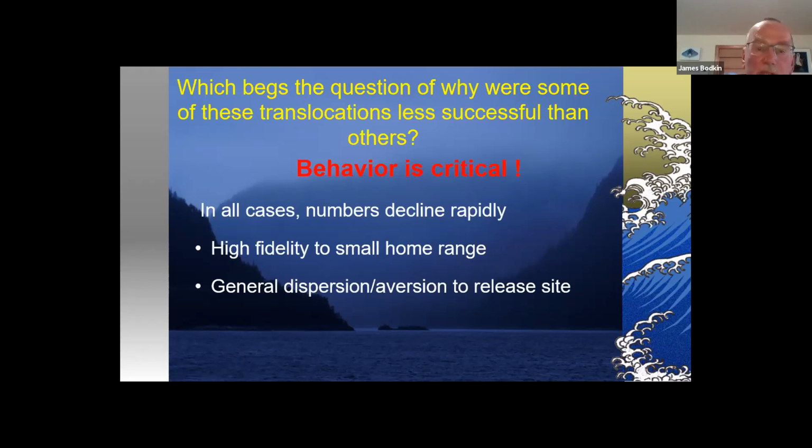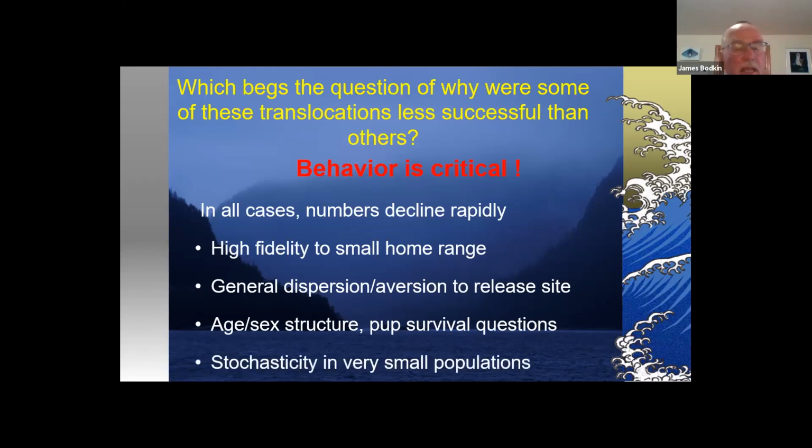There's a general aversion to release sites. And the age and sex structure of the founding or translocated animals, and relations with pup survival questions, appear to be important. And again, in these very small populations, stochastic events can play a very important role in determining where those populations eventually end up.